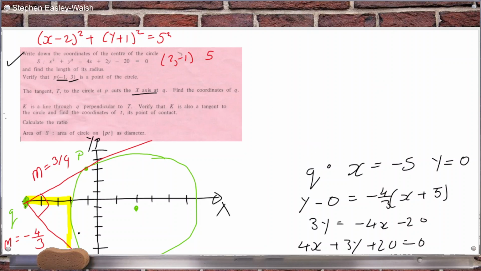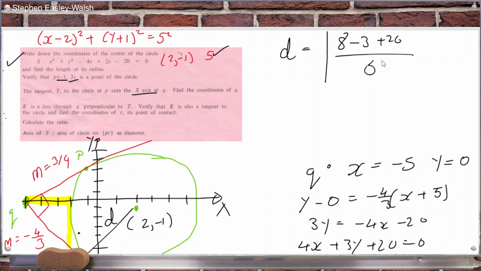So let's calculate the perpendicular distance between that line and this point here at 2, minus 1. That should be 5 if everything has gone according to plan. So that would be 8 plus 3 times minus 1 plus 20 over root 4 squared plus 3 squared. That is modulus of 25, isn't it? Over 5, which is equal to 5. So therefore, it's a tangent.